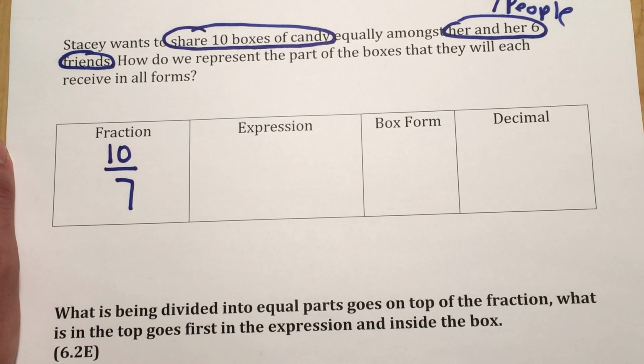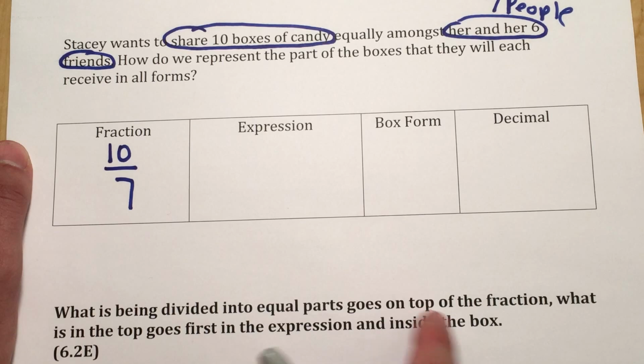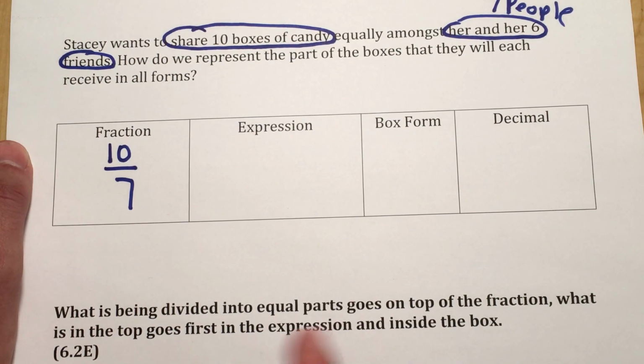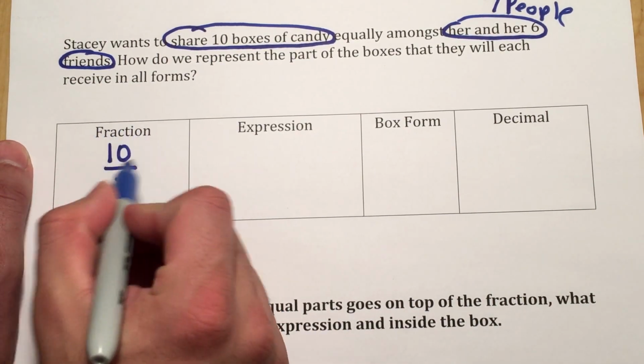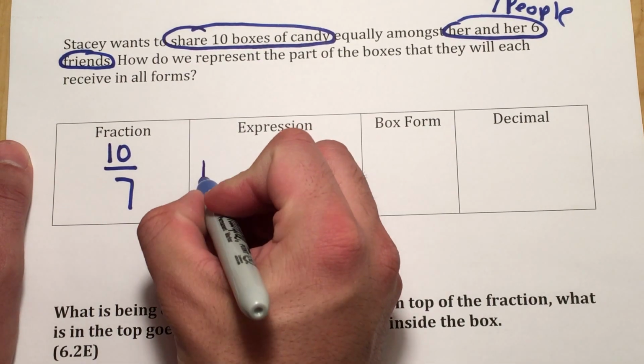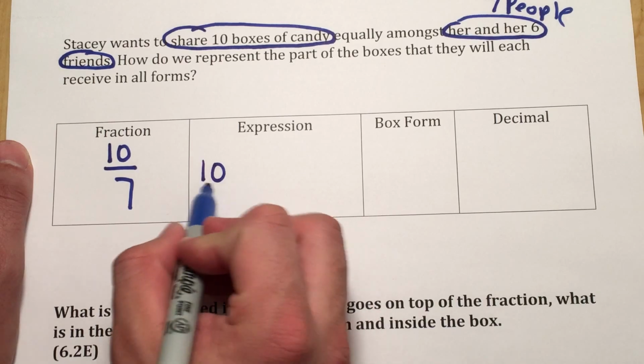That's how they're going to try to trick you. So it says here, what is being divided into equal parts goes on top of the fraction, and what is in the top of the fraction, that goes first in the expression. So since we have the 10 in the top of the fraction, then when we write out our expression, we're going to put the 10 first. Again, the 10 sits in the top, that is what goes first in the expression.